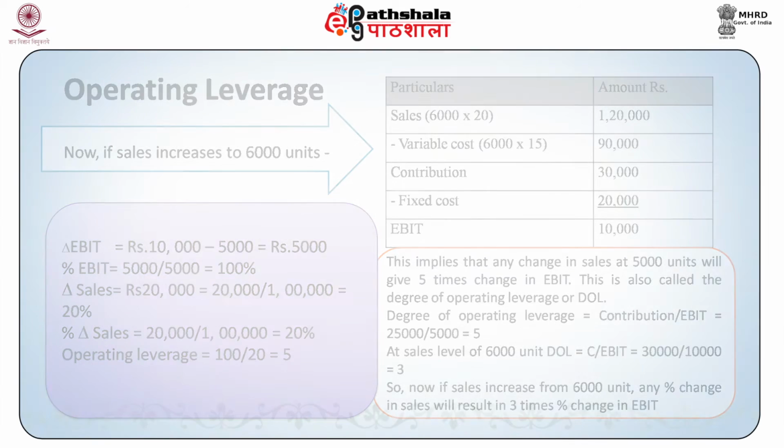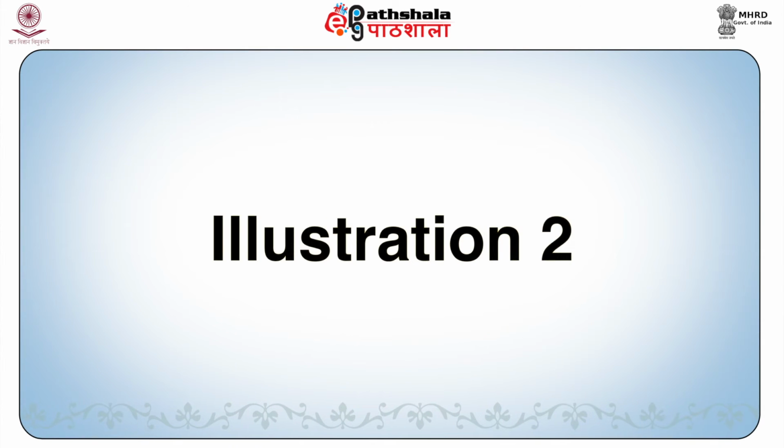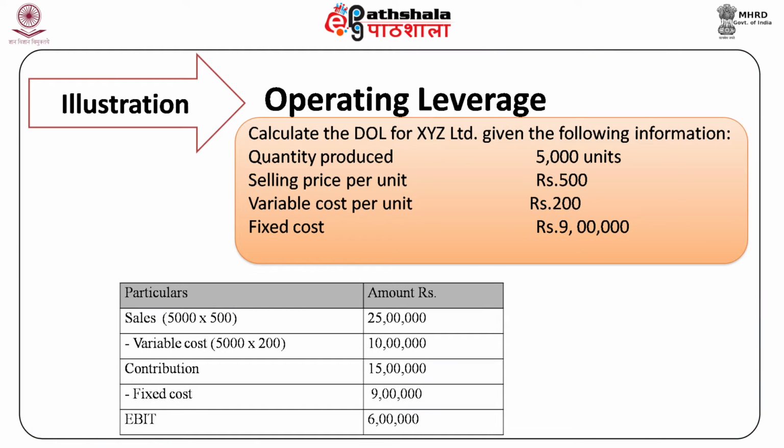in EBIT. Illustration 2. Calculate the DOL for XYZ Limited given the following information. Quantity produced 5,000 units, selling price per unit 500, variable cost per unit 200, fixed cost 9 lakhs.